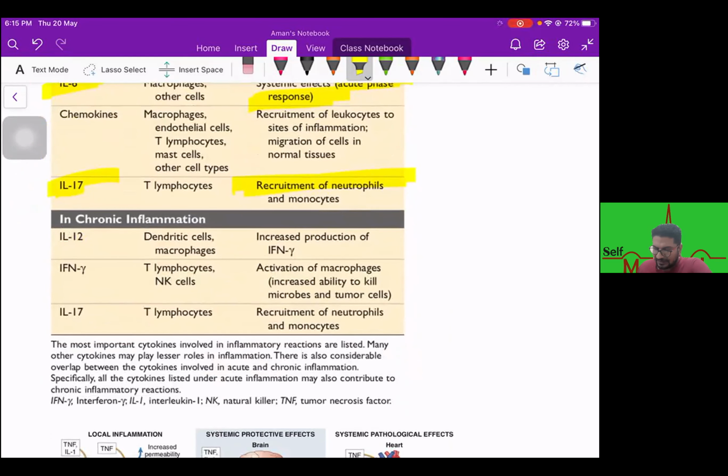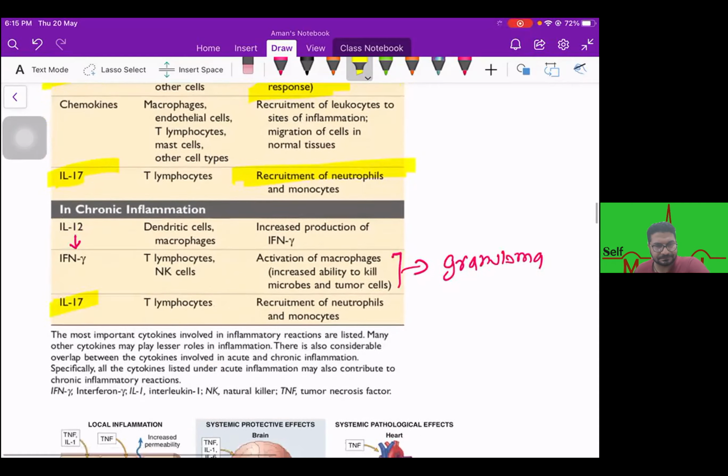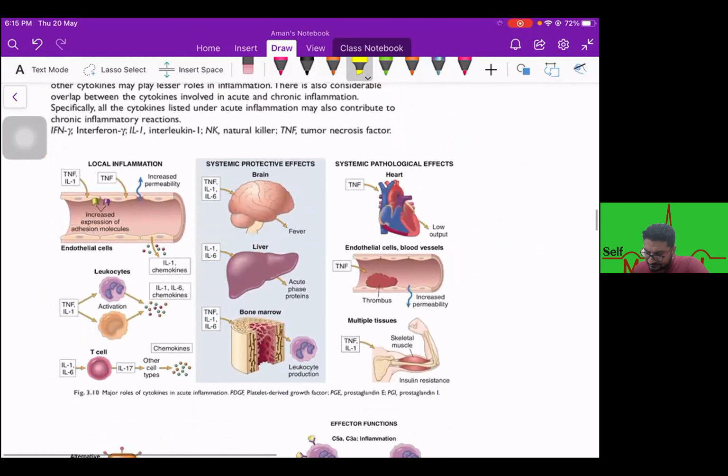In chronic inflammation, you will see IL-12 action. IL-12, what will it do? It will increase the production of interferon gamma, and interferon gamma will further activate the macrophage and help in formation of granuloma. So it has a classical role in development of granuloma. IL-17 is the common one in both acute and chronic inflammation.